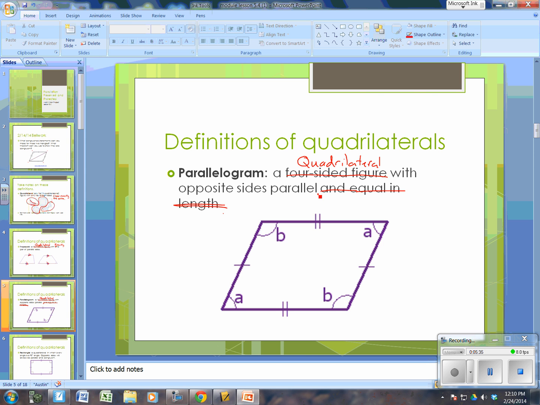Some other pictures of parallelograms, sometimes they look like this. But that's parallel to that, and that's parallel to that. Okay? Is a rectangle a parallelogram? Yes, it is. So that is a parallelogram. Can anybody think of parallelograms in real life that are not rectangles? If you ever see them. A square is a parallelogram. Most parallelograms you see in life are rectangular or square, but there are others.